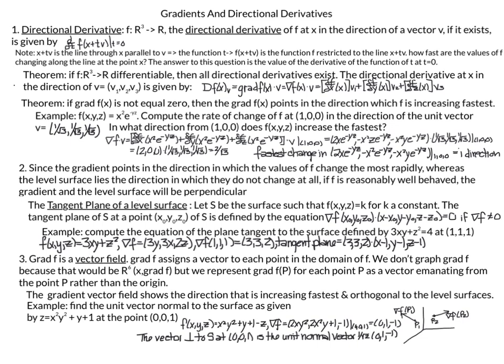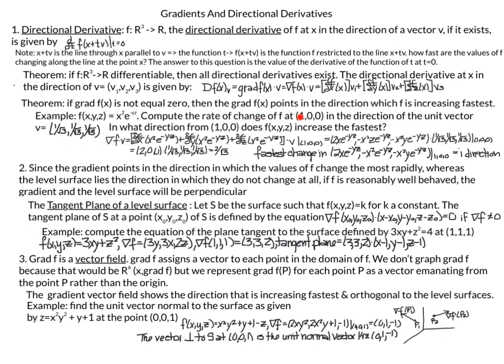So here we plug in 1, 0, 0. The 0 here gives us e to the 0, which is 1, 2 times 1, so we get 2. And then here, because z is equal to 0, this will be 0, and because y is 0, this is 0. So we have 2, 0, 0 dotted with our 1 over square root of 3, 1 over square root of 3, 1 over square root of 3. So our final answer is 2 over square root of 3.